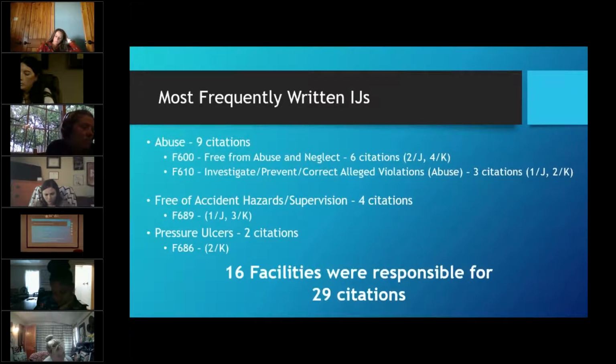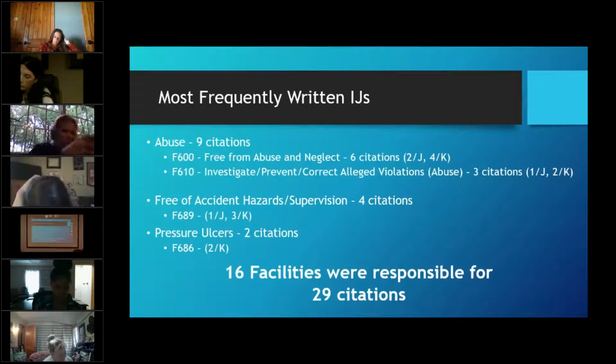Okay. Pre-accident hazard supervision, there were 4 citations. And that was cited at 689. One of those was at J, and the other were at K, scope and severity.